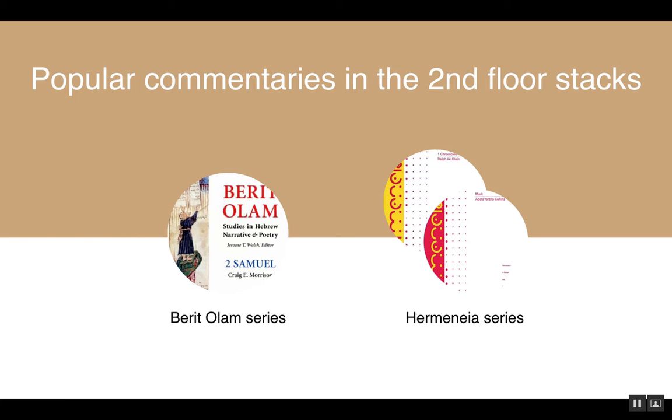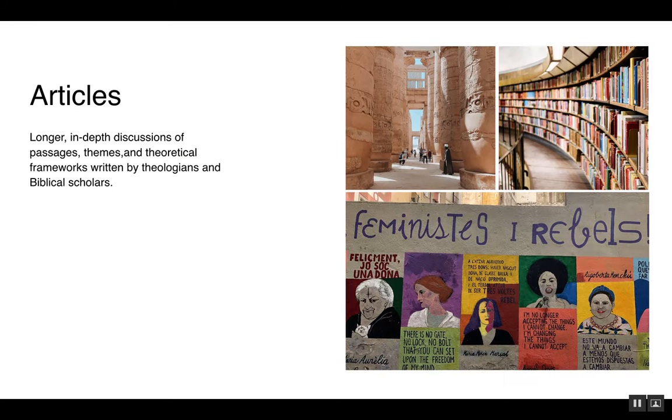Some popular commentaries in the second floor stacks are the Anchor Yale and the Hermeneia series, but there are many more to choose from. And articles are the third main resource you may be asked to consult for biblical literature assignments. Articles are longer, in-depth discussions of passages, themes, and theoretical frameworks written by theologians and biblical scholars. For example, discussions of Jesus visiting the temple in historical context, a literary criticism of creation stories, or feminist perspectives of the treatment of Mary Magdalene.